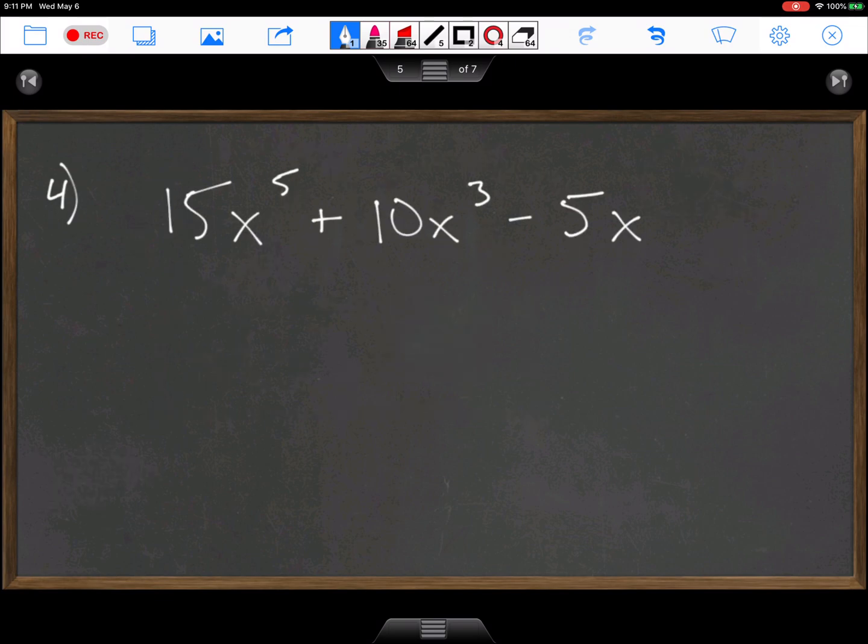So for number 4, you're going to see we have 3 terms here in this polynomial, a 5th degree trinomial. And I'm going to look at my coefficients, and I'm hoping you see that that factor of 5 is popping.